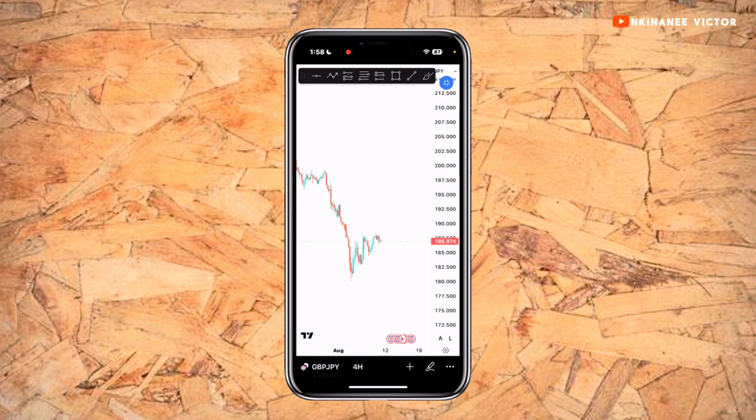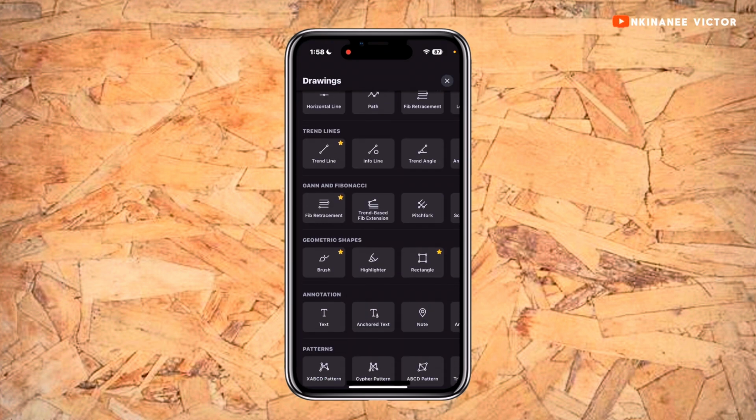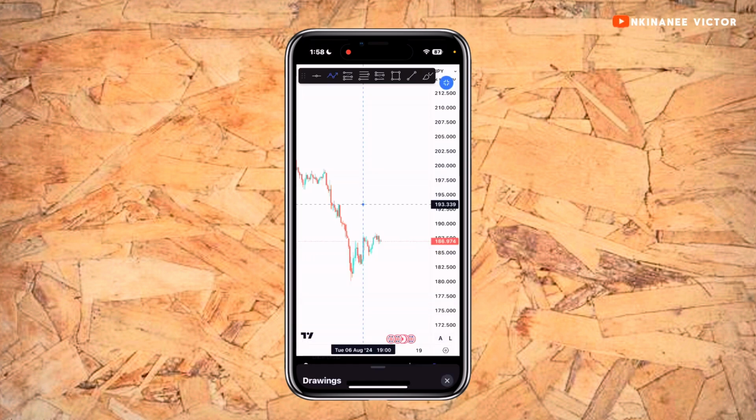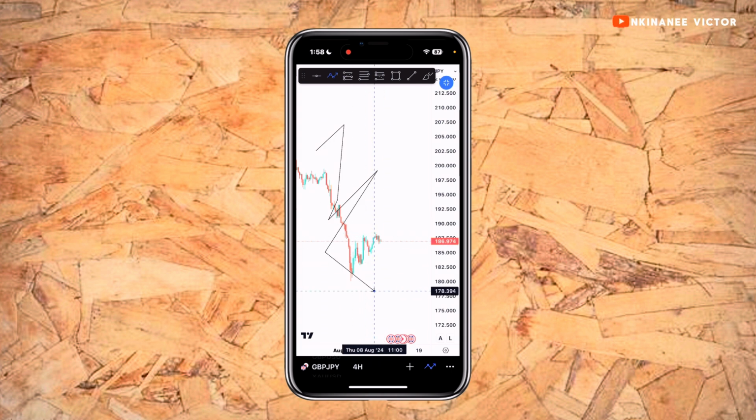And the last but not the least is the path tool. Click on this pencil icon again, scroll up. You see, still under geometric shapes, you scroll on to the right, you see the path tool. You click on path. The path tool is a very flexible tool that you can use however you want. You can use it to form different shapes, different directions. Basically, we use it to point out things or point out directions that we are predicting the market to go. So basically that's that for the different tools.